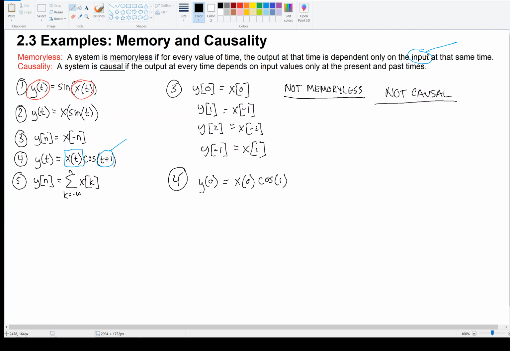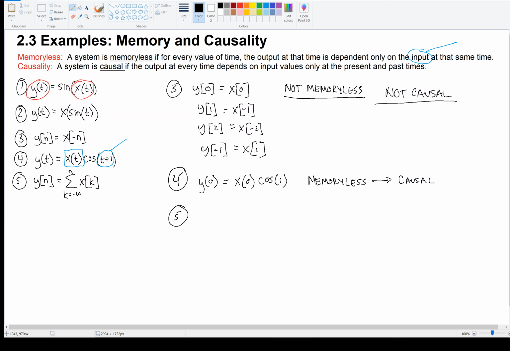So what value of the input do I need? Here's the operative word, input. I need it at the same time as the output. And since y of t and x of t have no shifts or any sort of squaring or scaling of time going on, it's always going to be true that y of 1 depends on x of 1, and y of pi depends on x of pi. This cosine thing is just a scaling constant. So we conclude that yes, this is memoryless, and then it follows that it's causal as well. You have to look at the input.